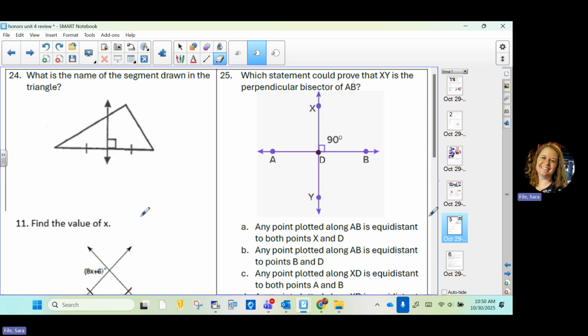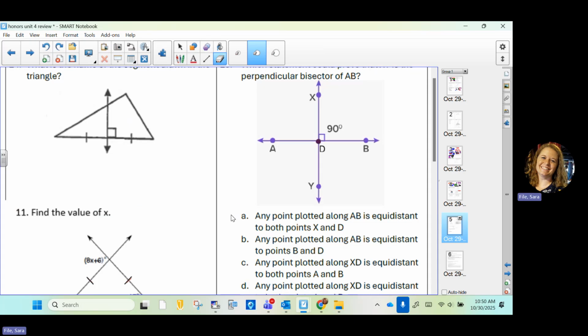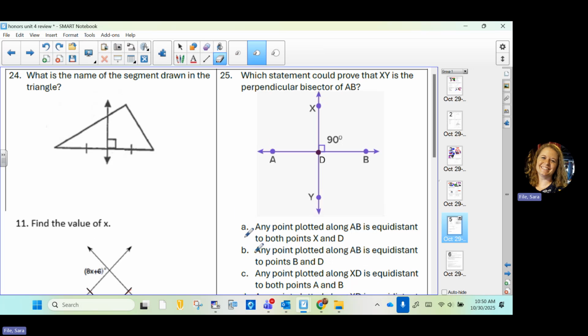All right, 25 says, what statement could prove that XY is the perpendicular bisector of AB? And then they have multiple choice. Okay, what we learned about perpendicular bisectors is that one, they're perpendicular, meaning they make the 90-degree angle, and two, they bisect the segment. So if it's a bisector of AB, then AD is congruent to DB, right? And so D is the midpoint.